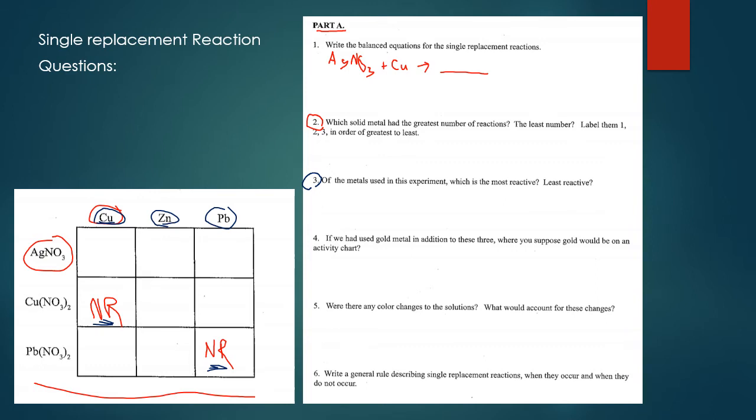Now for number 4, it's saying if we use a gold metal in addition to these 3, where do you think gold would be on the activity chart? So to answer this question, you would need to look up the metal reactivity chart and see where gold is. Is gold above copper, zinc, and lead, or below?